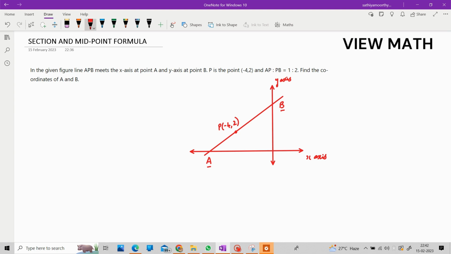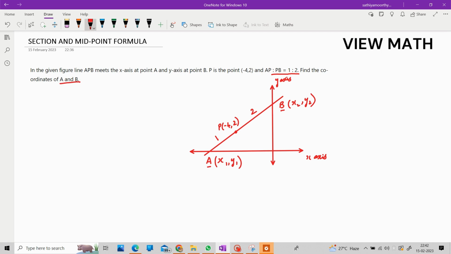It divides the line segment AB in the ratio, that is AP is to PB is 1 is to 2, they have given. So AP is 1 and PB is 2. So this is the ratio in which P divides the line AB. Now they are asking us to find out the coordinates of A and B. Now let me take the coordinate of A as (x1, y1) and B as (x2, y2).